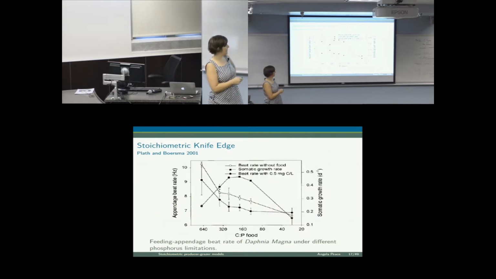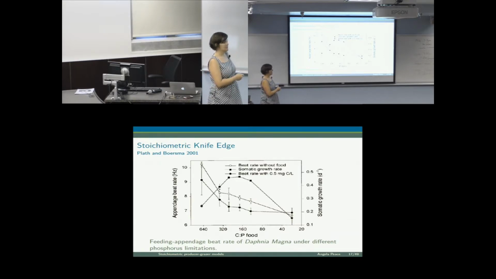Here's some more data collected by Plaza and Boersma in 2001 to help explain why this phenomenon might be happening. Here, I have to apologize for these units. All afternoon I've been talking about phosphorus to carbon ratios, and this one right here is a carbon to phosphorus ratio, so it's flipped. But notice the numbers on the axis are also flipped, so you still have increasing phosphorus as you move from left to right. Okay? So here they have algae of varying phosphorus contents, and then they fed that to Daphnia.